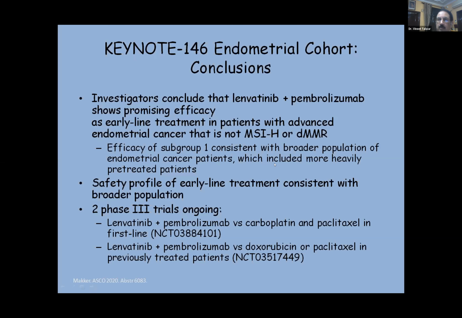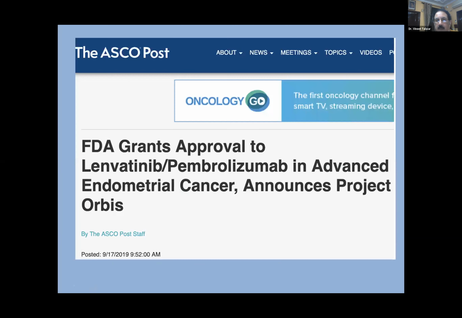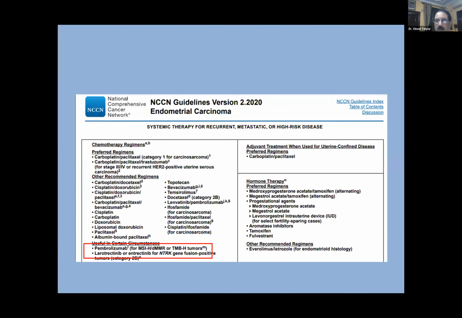So in this, you had 2 cohorts of patients, one who had loco-regional disease, the others who had metastatic disease. Both fared very well when this combination was given, both tolerated very well. And subsequently, the FDA granted approval to lenvatinib and pembrolizumab in advanced endometrial cancer. And this can be seen in the NCCN guidelines, where it has been incorporated as useful in certain circumstances, pembrolizumab and the others with lenvatinib, in which it can be given as a single agent or in combination.